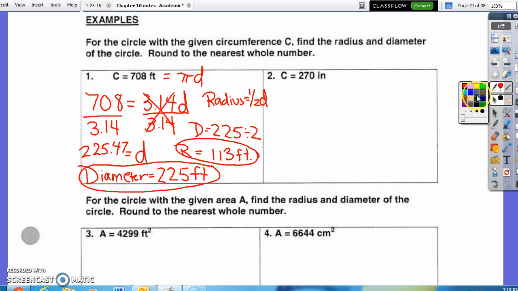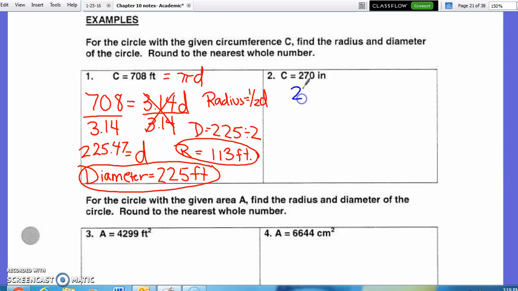Let's look at number 2. So we have 270 inches is equal to pi, 3.14, times our diameter d. Divide each side by 3.14. These cancel out with inverse operations. Oh, I forgot my 1. Sorry. Alright, now, in your calculators, do 270 divided by 3.14. What do you get?